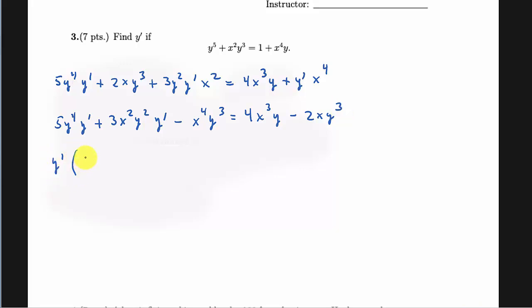Factor out y prime, 5y to the 4th plus 3x squared y squared minus x to the fourth. Oh, wait a minute, let's see. Did I mess up?